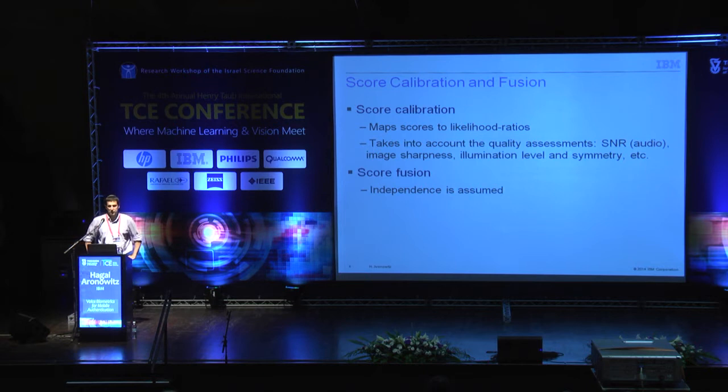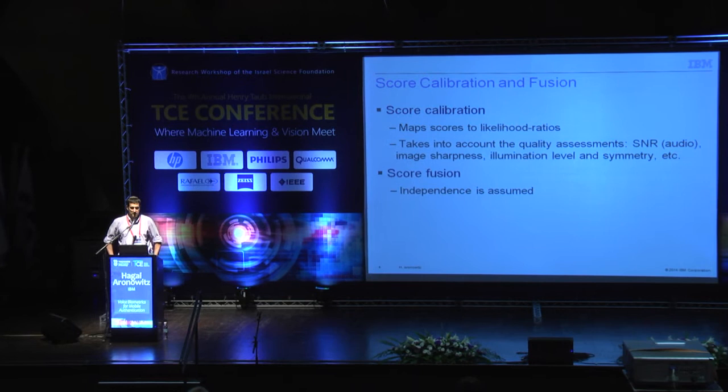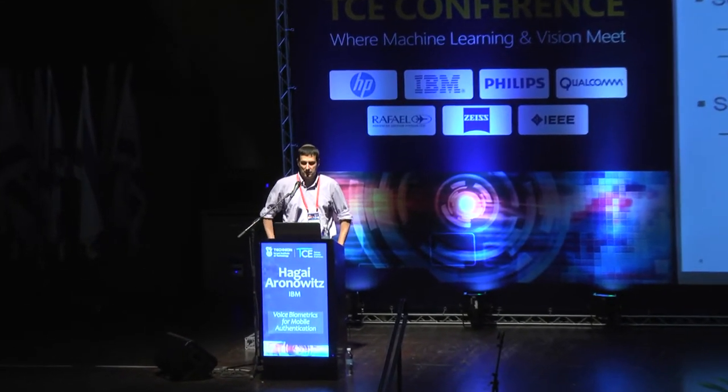First, about score calibration and fusion. Once you get a score from a biometric engine, you need to calibrate it, to make it into some meaningful probabilistic score. So the scores from the biometric engines are mapped into likelihood ratios. And this mapping is quite complex because you want to take into account the quality assessments that we can assess from the signals. Basically, we can measure the SNR for audio, we can measure the image sharpness, illumination level, and symmetry, and possibly other features that serve as side information for this score calibration. Once we manage to adequately calibrate the scores, the score fusion becomes a much simpler task, and for biometrics, an independence assumption is usually quite reasonable.